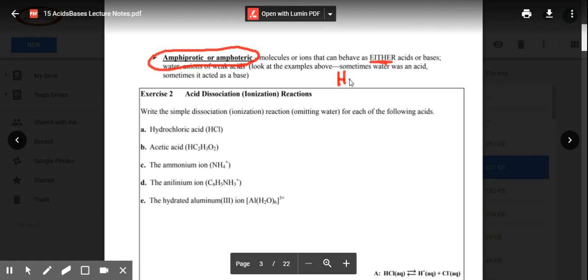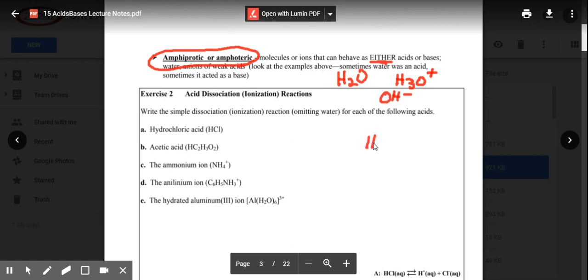Water is an example of this because water can receive an H plus, so it can act as a base, receiving an H plus to make H3O plus, or it has a hydrogen it can give as well. It can give off the H plus to make OH minus. So any molecule that you see that could potentially receive an H plus and or give an H plus, that is known as amphiprotic or amphoteric. Let me give you another example of one.